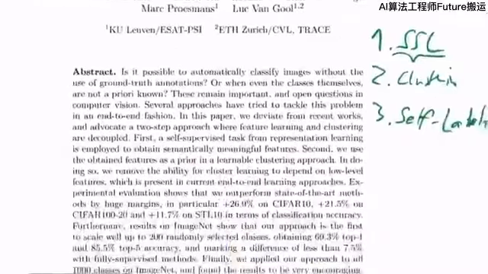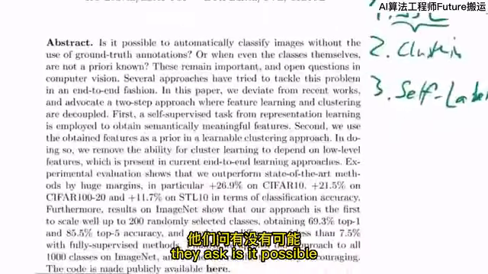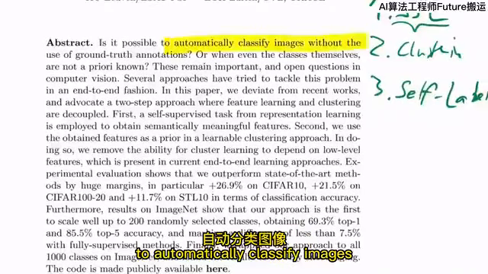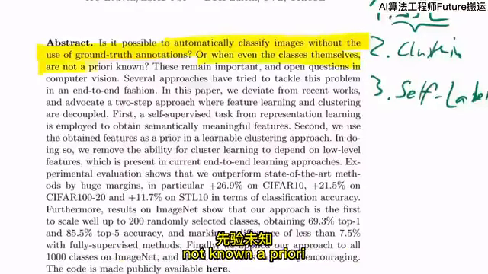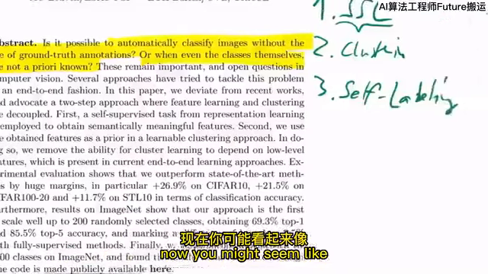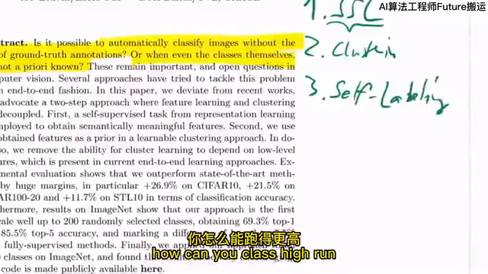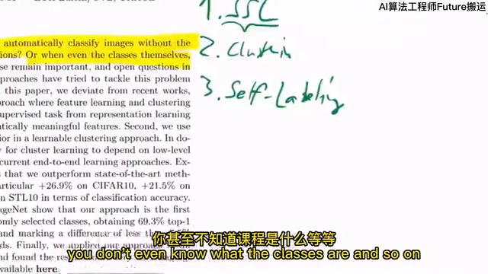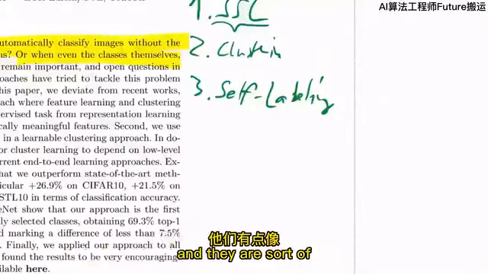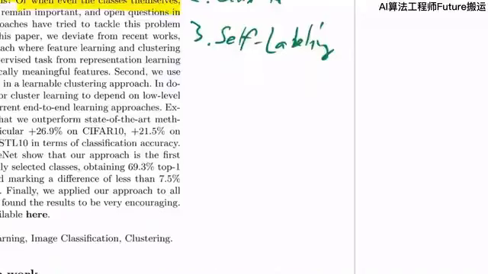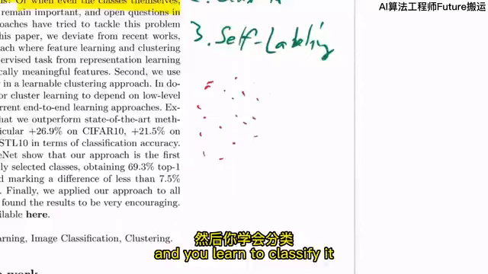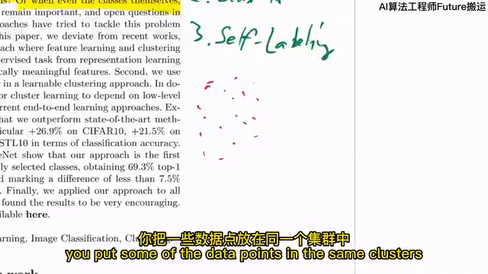Cool. So as we already stated the problem, they ask, is it possible to automatically classify images without the use of ground truth annotations, or even when the classes themselves are not known a priori? Now, you might think that this is outrageous. How can you classify when you don't even know what the classes are, and so on? So the way you have to imagine it going forward, and they don't explicitly explain it, but it's sort of assumed that if you have a dataset and you learn to classify it, what basically that means is you cluster it, right? You put some of the data points in the same clusters, okay?